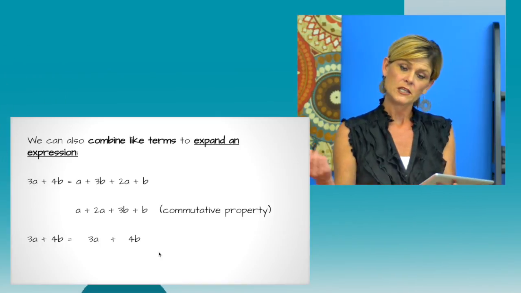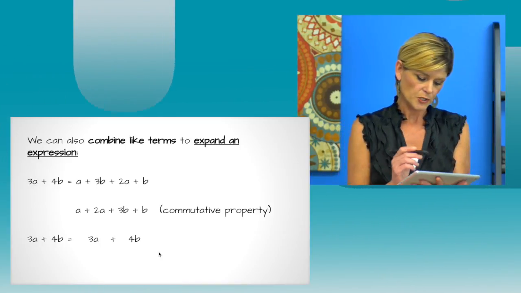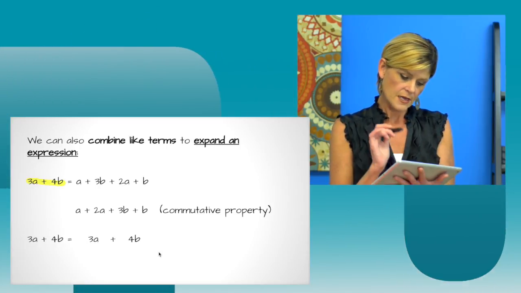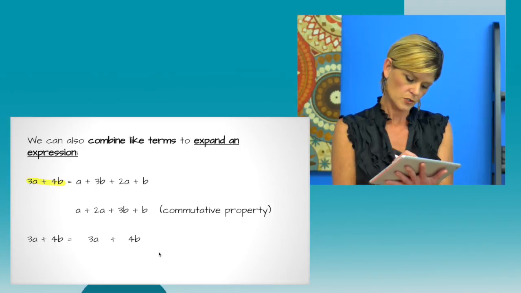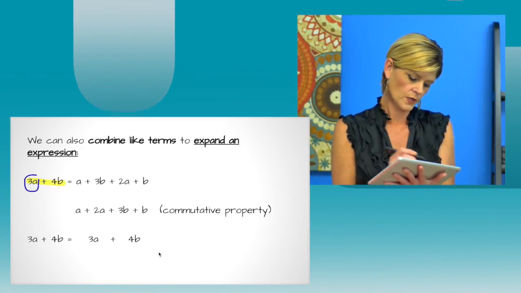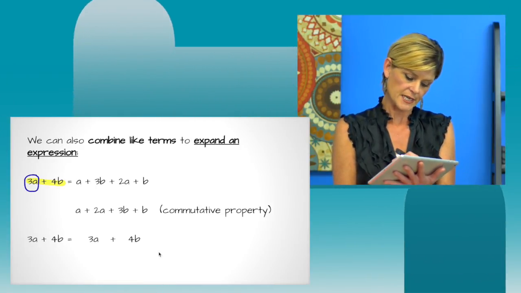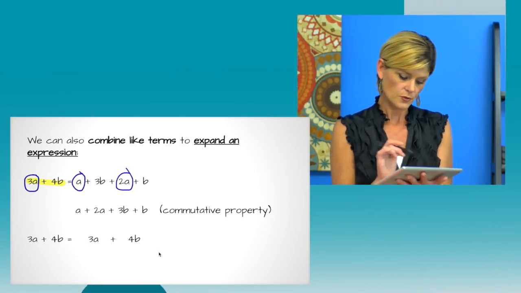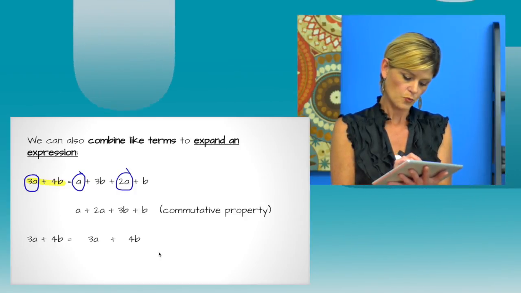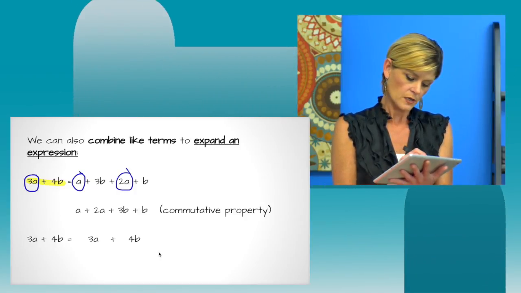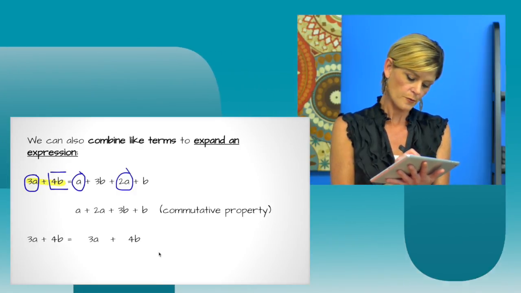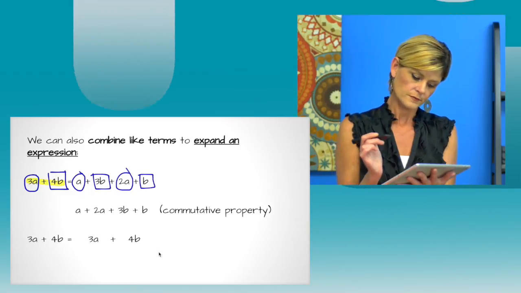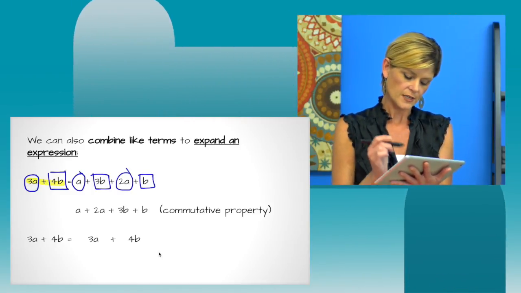And we can also combine like terms to expand an expression. Let me show you what I mean by that. We have 3a plus 4b. Now what I've done here, switch to pen. 3a, I have actually broken it down into 1a and 2a's. So you can see there's 3a and then there's 1a and 2a's, 2 times a. And right here I have 4b. I can break down 4b as 3b plus 1b. So you can see that these are in fact going to be equivalent.